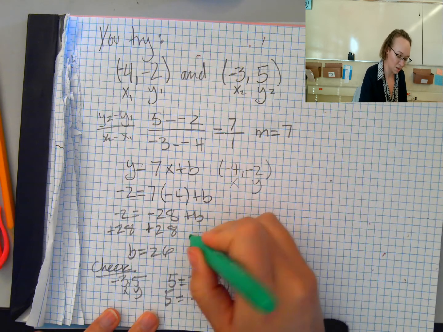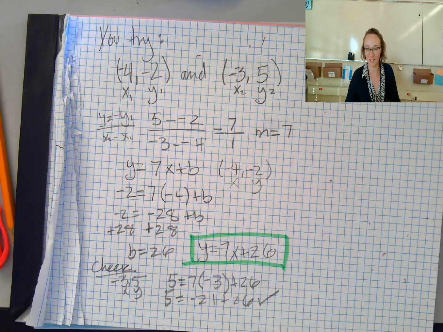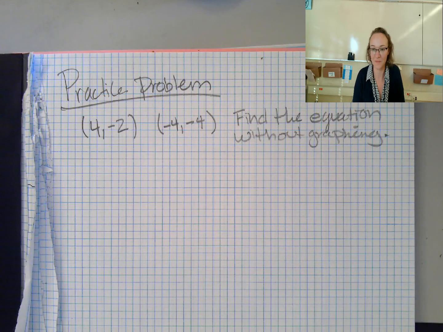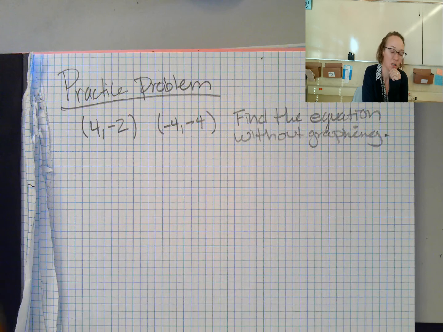Hooray, we did it. Let's go ahead and do your practice problem now. For your practice problem, you're going to find the equation without graphing, just like we've been practicing, between the points (4, -2) and (-4, -4). Go ahead and type that equation into Canvas, and we will talk about this next week.